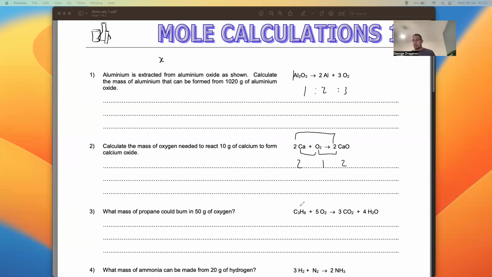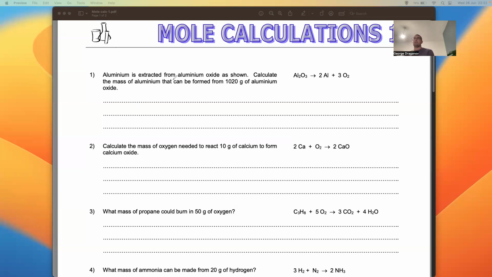Last example, we have 1 of these, 5 of these, 3 of these, and 4 of these. So it depends which way you look at it. The ratio between this and this is 1 to 5. The ratio between water and carbon dioxide is 4 to 3. So that's what ratios mean. Now back to our actual question, how to solve these.